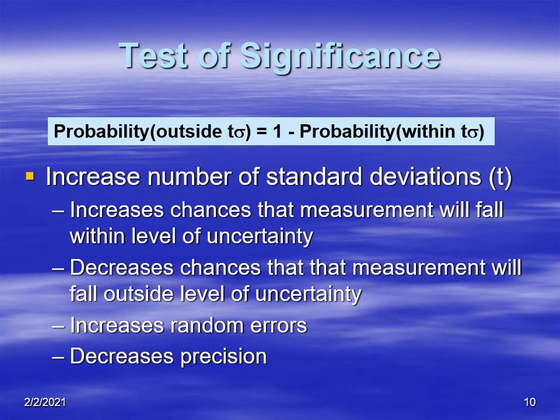If we increase the number of standard deviations that we're willing to accept, then that increases the chances that the measurement will fall within the level of uncertainty, and it decreases the chances that our measurement will fall outside the level of uncertainty. So in other words, it increases the randomness of your errors, and by definition, you have a lower precision.